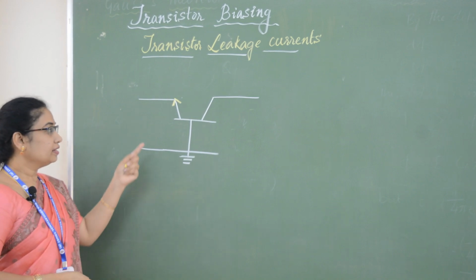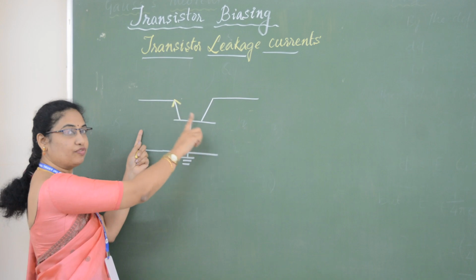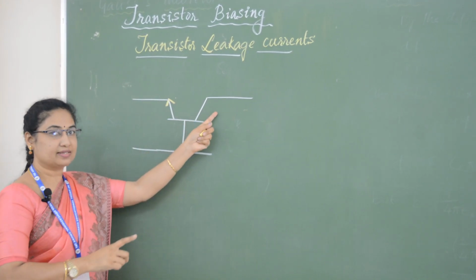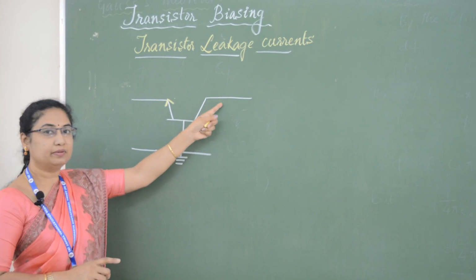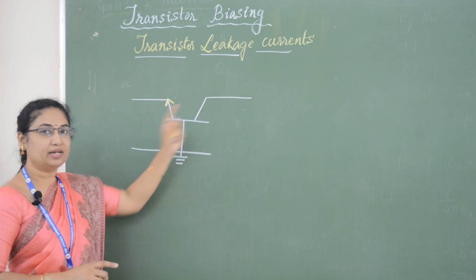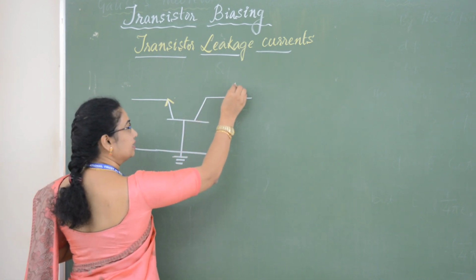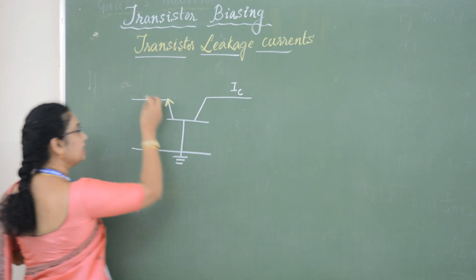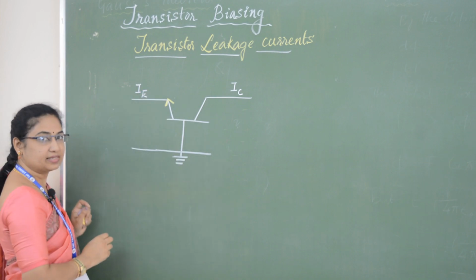Observe here, when we forward bias, the majority charge carriers move from emitter section into the collector section. We call this current as IC majority. Current due to the forward biased input section gives rise to a current due to majority charge carriers. So we get the output current as IC, the input current as IE, because base is grounded here.